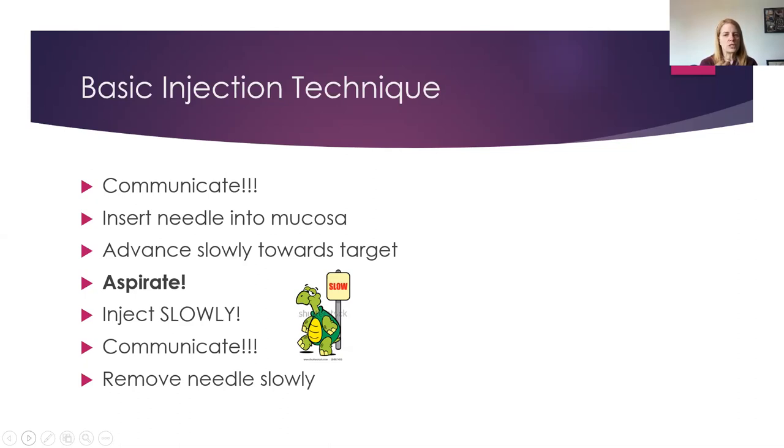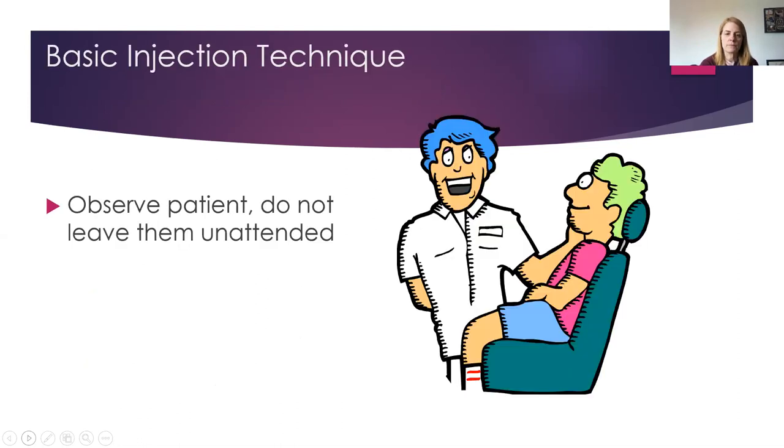We are going to do it slow. We're going to be steady. We are not going to advance the needle as we're injecting, and we're not going to pull it out as we're aspirating. We're going to keep that needle steady, still have a good fulcrum, inject slowly and communicate. You're doing a great job. Just a few seconds more. You're doing great, keep it up. And then you're going to remove the needle slowly.